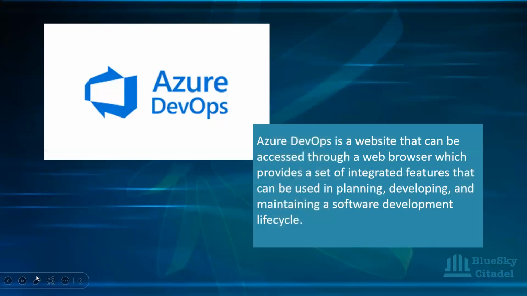Okay, so Azure DevOps now. Azure DevOps is a website that can be accessed through a web browser, which provides a set of integrated features that can be used in planning, developing, and maintaining a software development lifecycle. Azure DevOps has gone beyond just software development teams. Basically, I think almost all industries now have access to use it. Some service providing organizations or teams also use it for their own projects. So it's not just software developers alone that are using it. It's used almost everywhere.